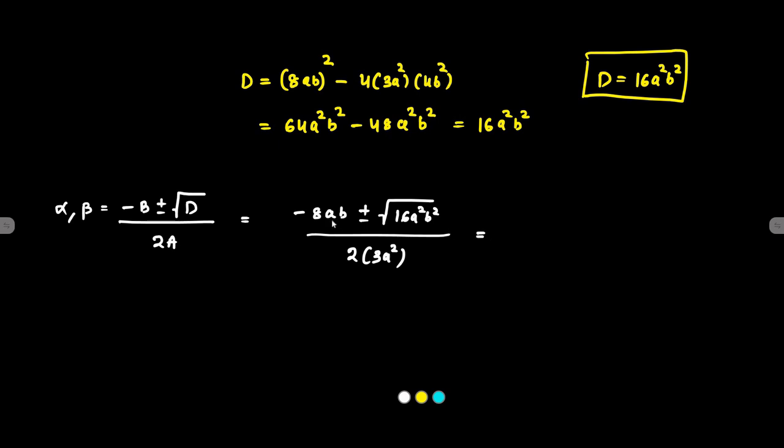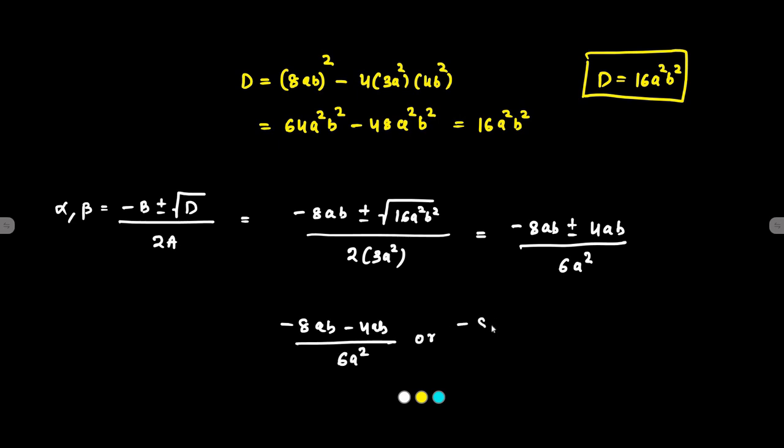So here root over of 16a square b square is 4ab, root over of 16 is 4, root over of a square b square is equal to ab. So it is equal to minus 8ab plus minus 4ab, root over of 16a square b square is equal to 4ab by 6a square. So the two values are minus 8ab minus 4ab by 6a square or minus 8ab plus 4ab by 6a square.